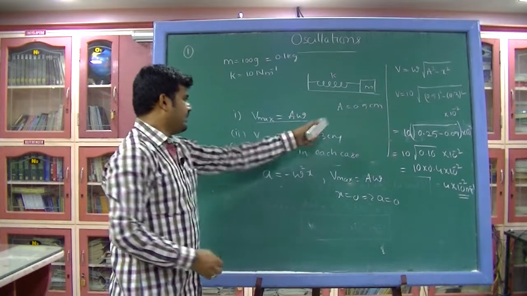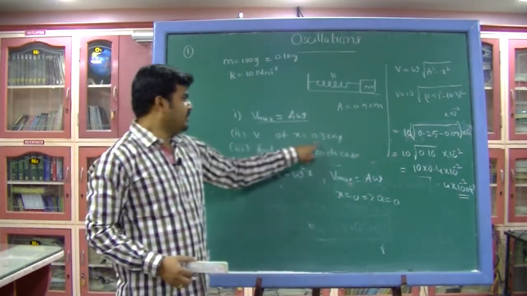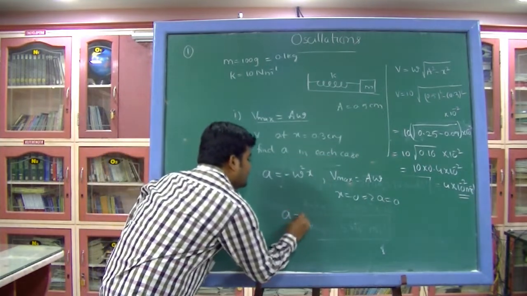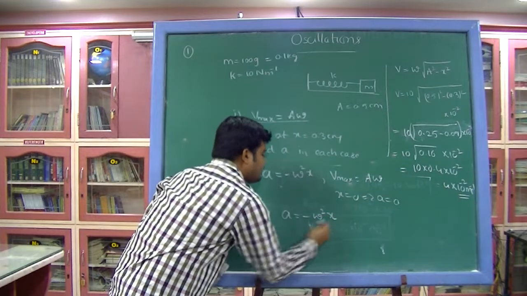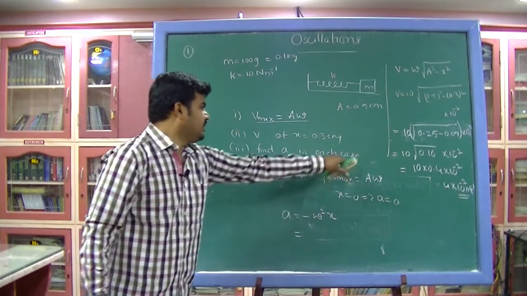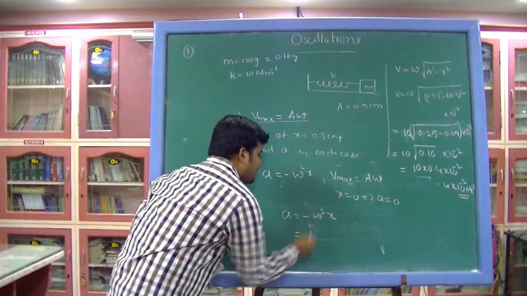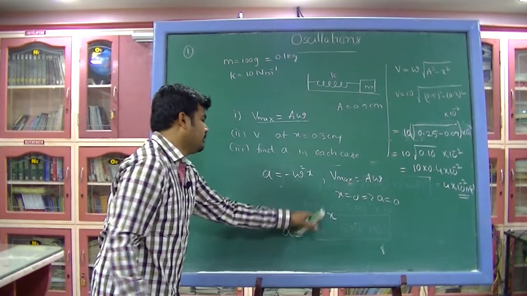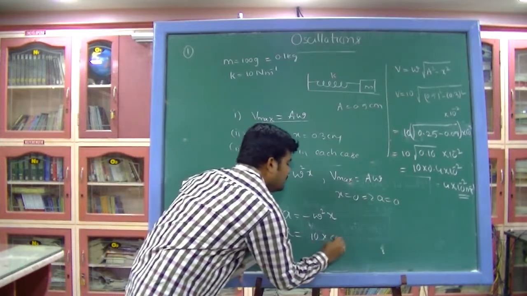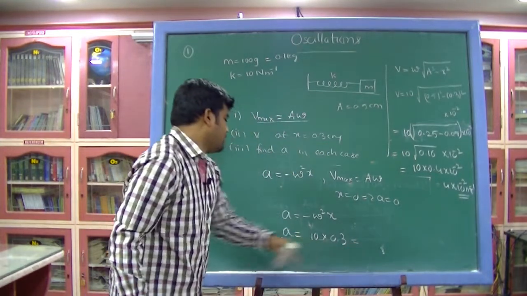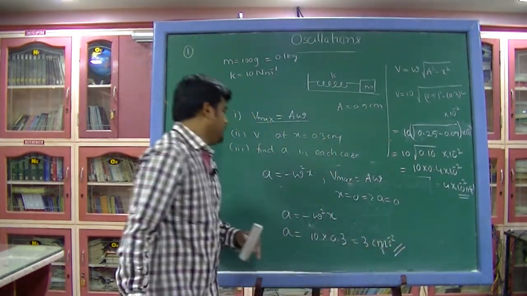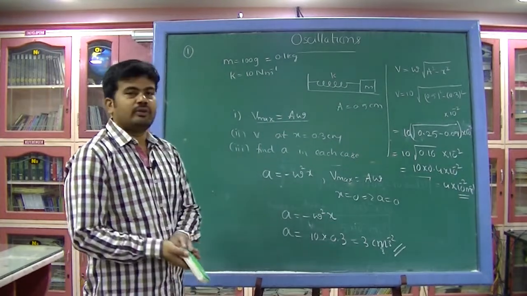And similarly, if you take the other problem, that is acceleration at displacement minus 0.3 centimeters. Now, that can be found by a is equal to minus omega square x. So, we know the omega value, that is 10 radian per second. If I take only magnitude of acceleration, a is equal to 10 square, that is omega square, is 10 square into x value is 0.3. So, that will be 10 into 0.3. So, it is 3 centimeter per second square is the required acceleration value. So, that is the solution for this problem.